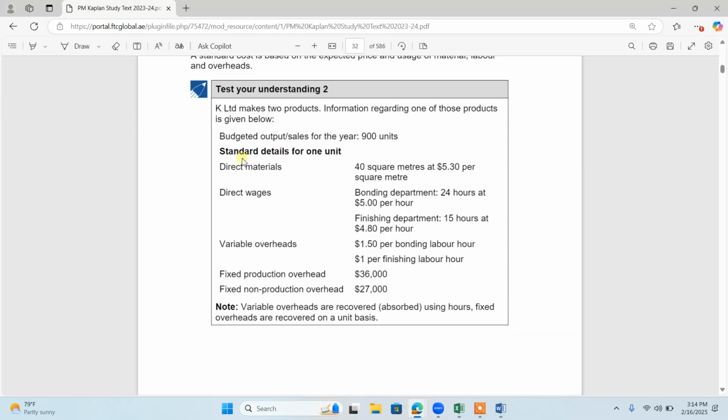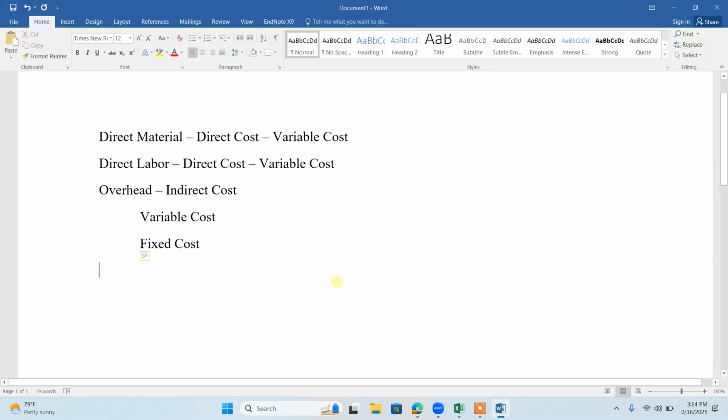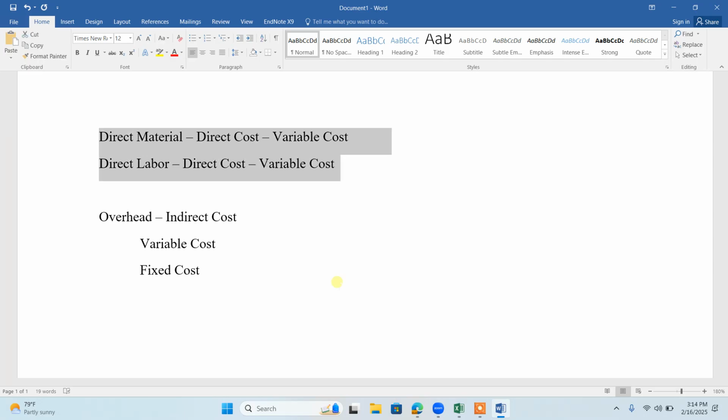Okay. Now the other information given is the standard details for 1 unit. These are the expected costs given for the 1 unit. Very clearly mentioned: direct material. One thing more, whenever you are calculating the cost of the direct material or direct labor, it's simple. If you are producing more products, you just need to multiply the quantity of the material you are using and the cost of that material of the 1 unit. If you multiply it, you will get the total direct material cost.